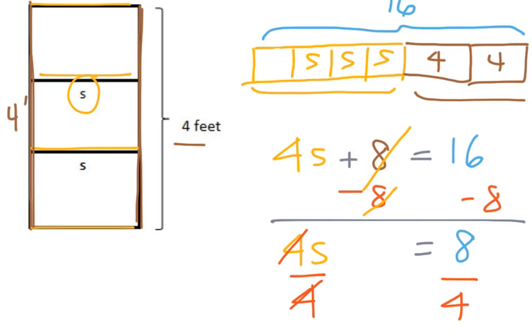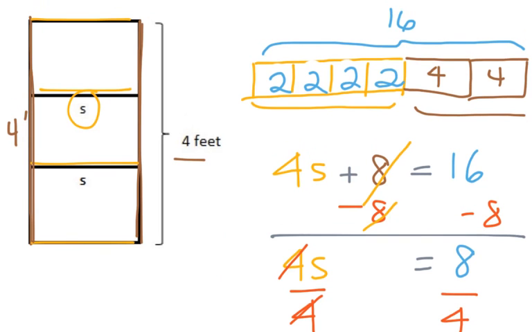So we can look at that in our tape diagram. So this is 2 feet long, 2 feet long, 2 feet long, and 2 feet long. When I add those up, 2 plus 2 plus 2 plus 2 plus 4 plus 4, it gives me 16 total, which is what I thought I was supposed to have. So I feel confident about my answer.